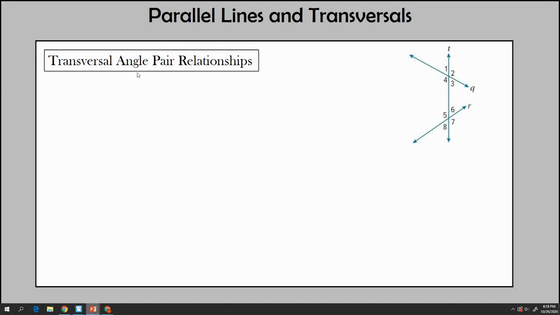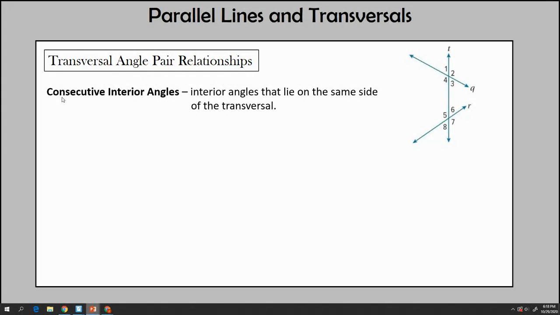We're also going to talk about some special angle pair relationships. One thing that we'll talk about is consecutive interior angles. First of all, we know interior angles are 3, 4, 5, and 6. Consecutive interior means they're on the same side of the transversal together.